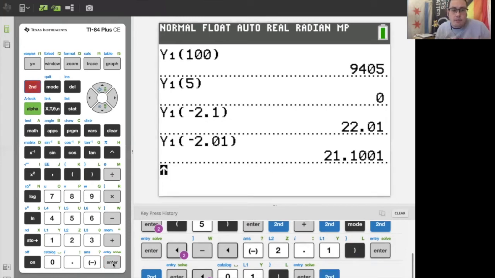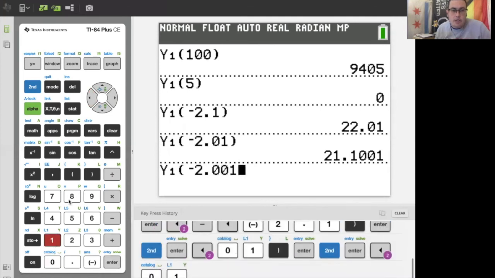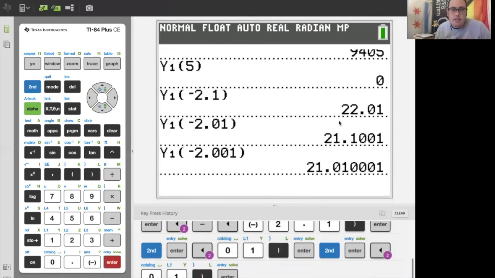Let's try this again. If we do second and entry, bring that up again. Well, let's add an extra 0 here and see what happens. To me, these look like these are getting really, really close to 21.